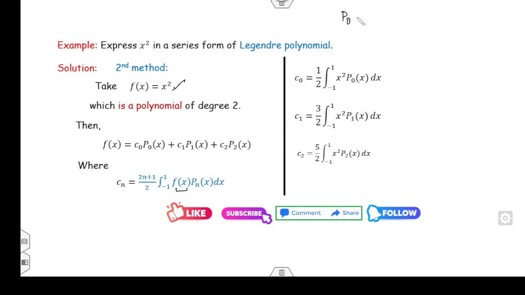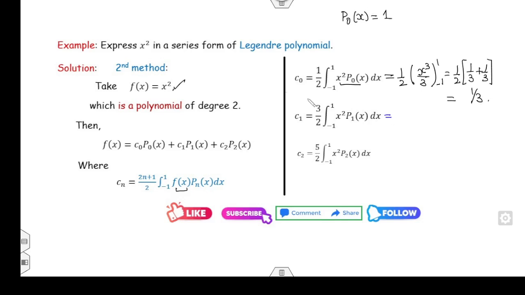What is my P0(x)? It's a 1. So I can integrate them. What is the integration of the x square? It's x cube by 3 from minus 1 to 1. It's half of 1 over 3 minus minus plus 1 over 3. So that comes to be 1 over 3.